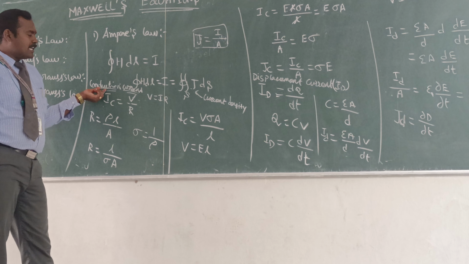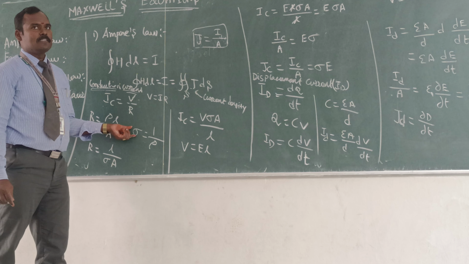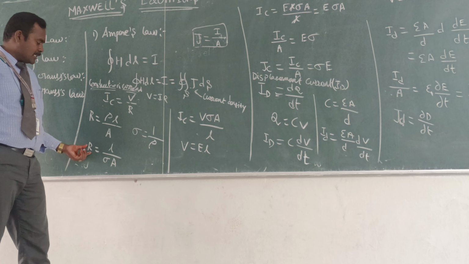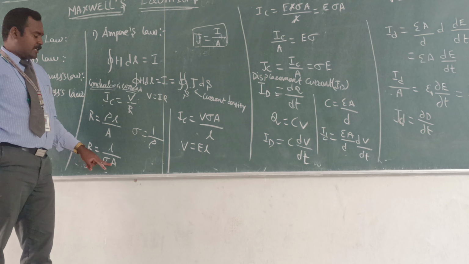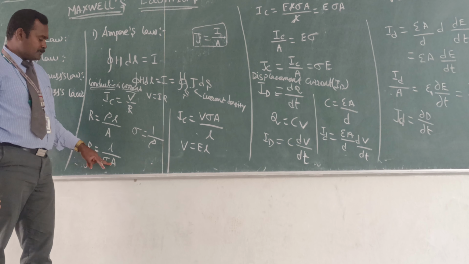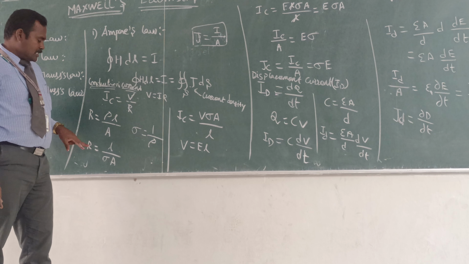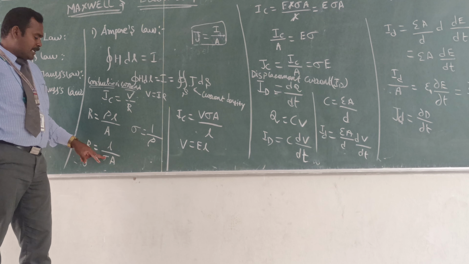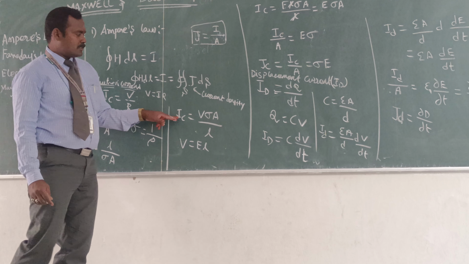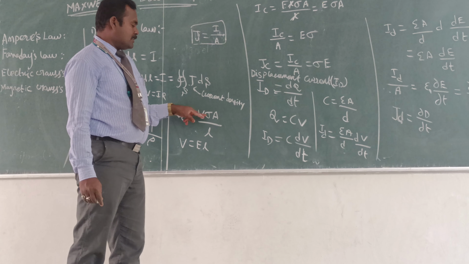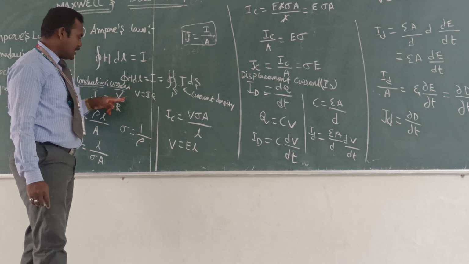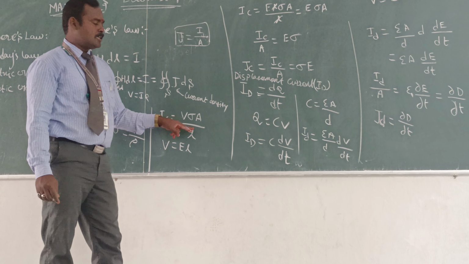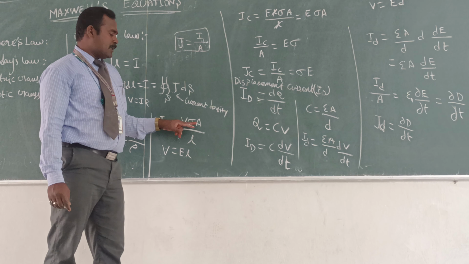Because here we are considering conduction, we need to consider the conductivity. From the resistivity you can convert to conductivity, so R equals L divided by sigma into A, where sigma is the conductivity, A is the total area of the conductor, and L is the length of the conductor. You can substitute this R value in the previous expression V divided by R, so L by sigma A comes in the denominator. Multiplying by the reciprocal, we get V into sigma A divided by L.